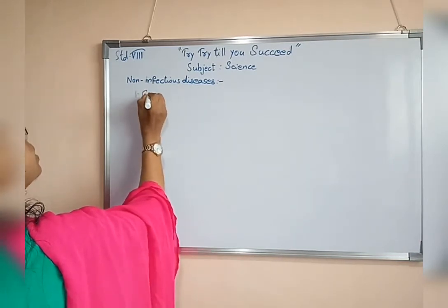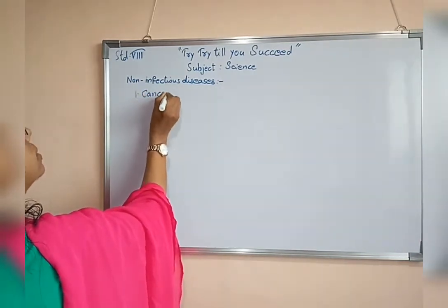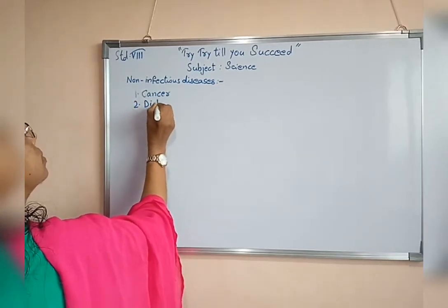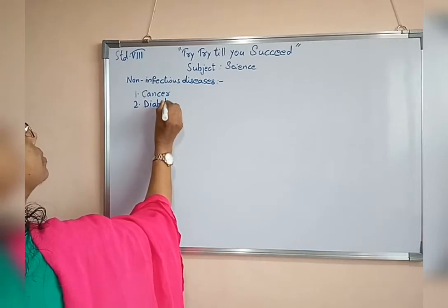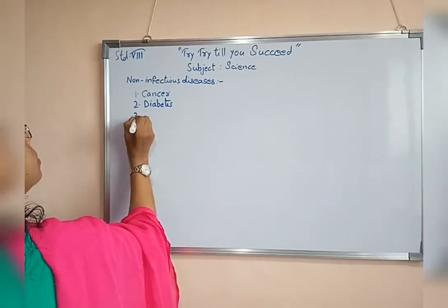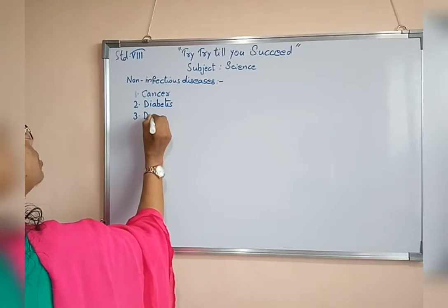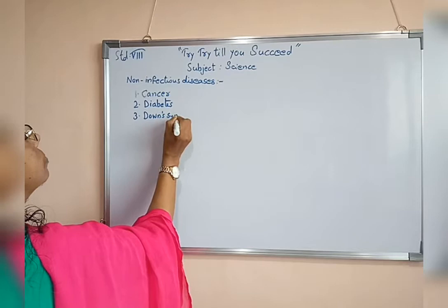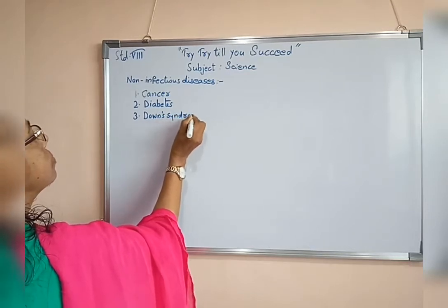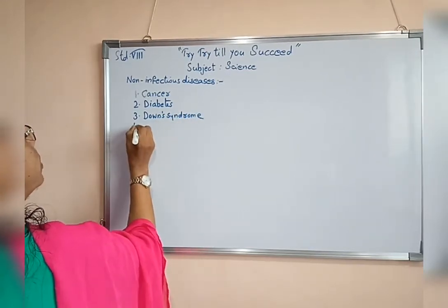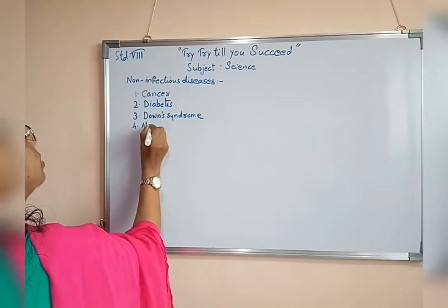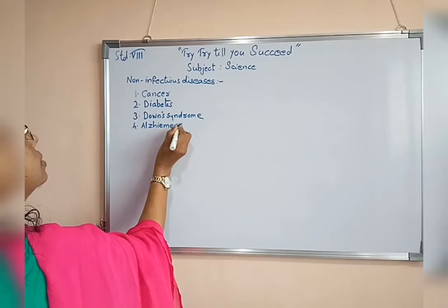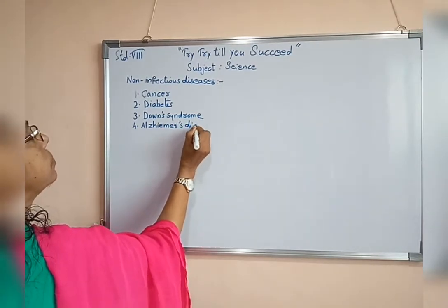First example, cancer. Second one, diabetes. Third one, Down's syndrome. Fourth one, Alzheimer's disease.